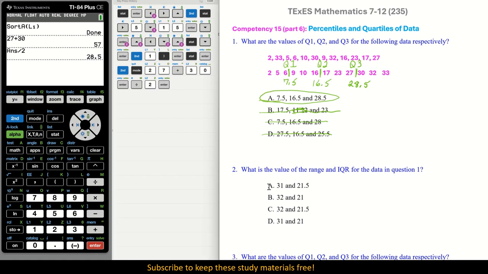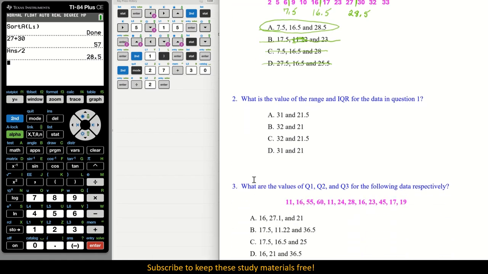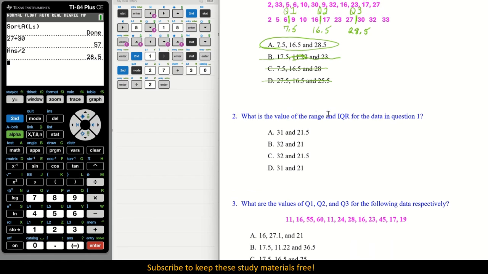Okay, let's look at number 2. What is the value of the range and IQR of the data in question 1? Okay, well, that's not tough. What is the IQR? That is the interquartile range. And actually, here, let me change this color. Actually, what we need to do here is Q3 minus Q1.